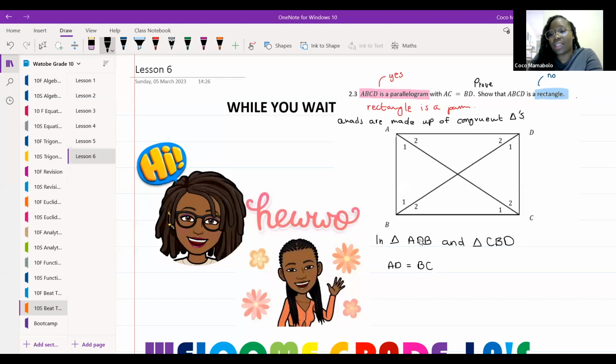And we know that this is the property of a parallelogram, because the property of a parallelogram says that our opposite sides are equal. Opposite sides equal. Right. Anything else?